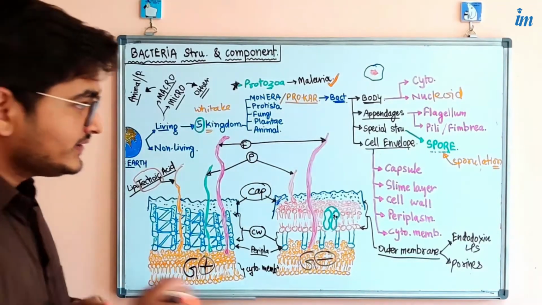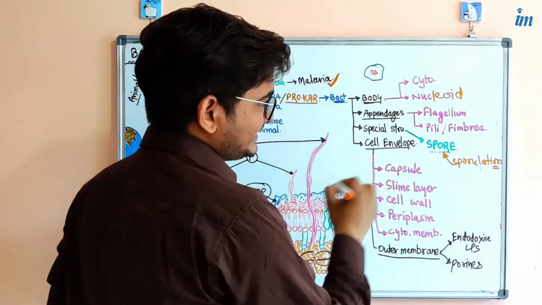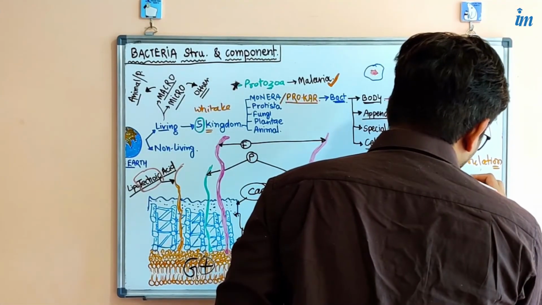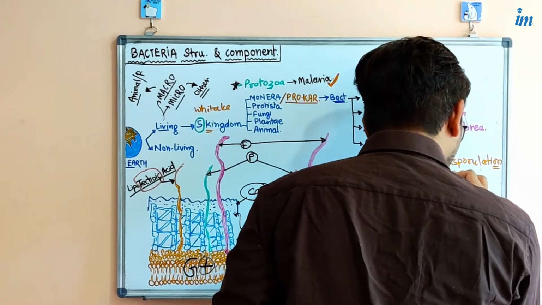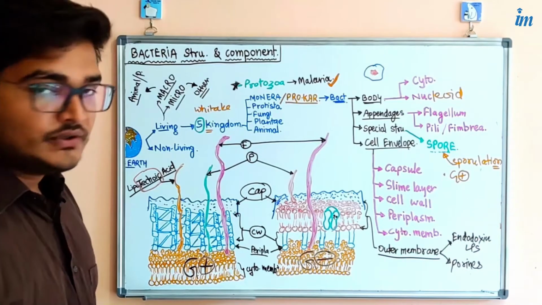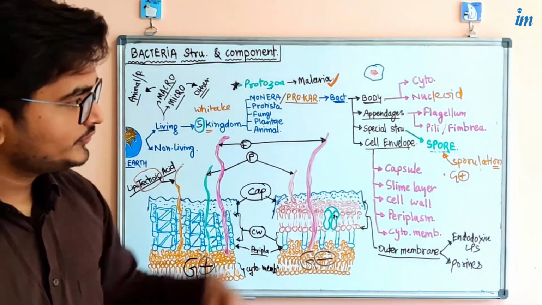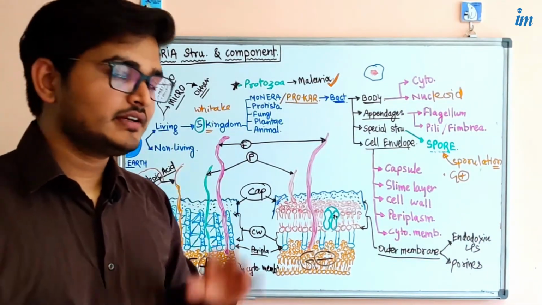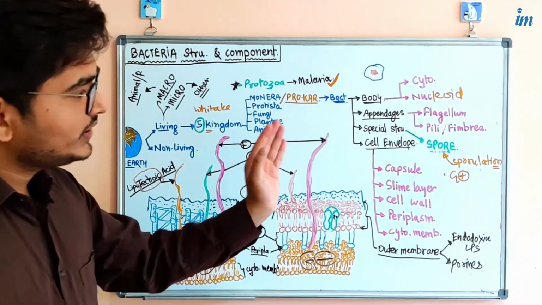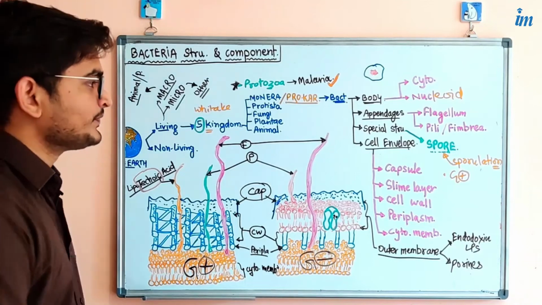Spore function, from the exam point of view, is very important. Just remember that it is only and only found in gram positive bacteria. Whenever you solve a question and the term spore is used, make sure that it will definitely be gram positive bacteria, right? So now the third one goes to the cell envelope.